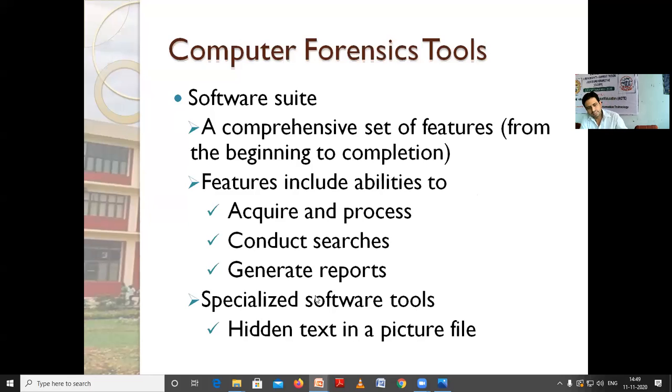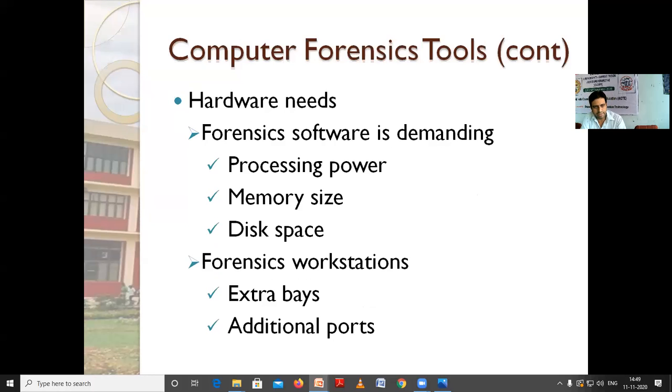There are some specialized software tools using which we are able to identify hidden contents or text in a picture file. No software is viable until we identify what kind of hardware is currently available. If it is bulky software and we introduce it on a limited hardware configuration, ultimately we would not get better results. So we have to identify the appropriate hardware needs. Forensic software demands better processing power, better memory size, and better disk space.